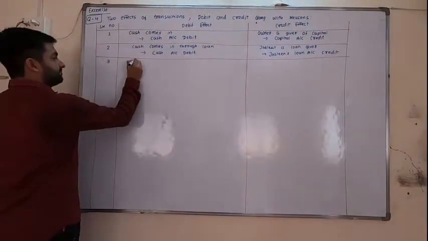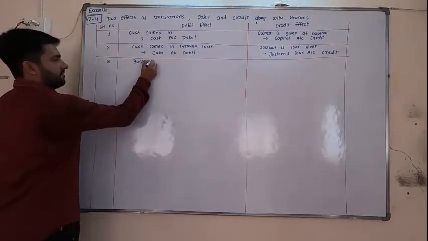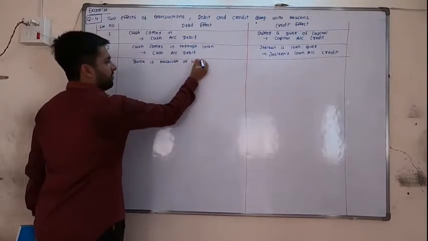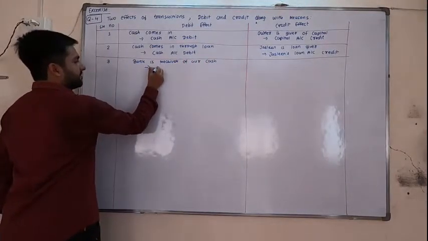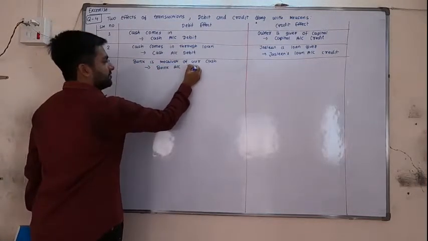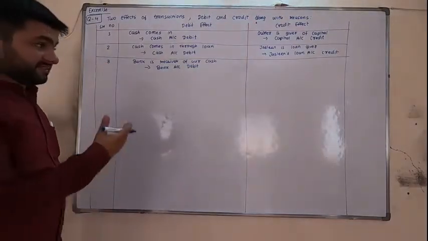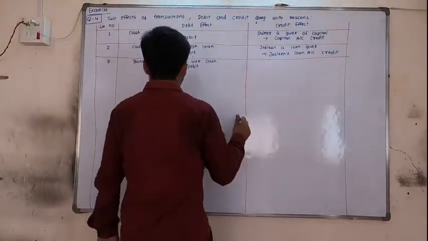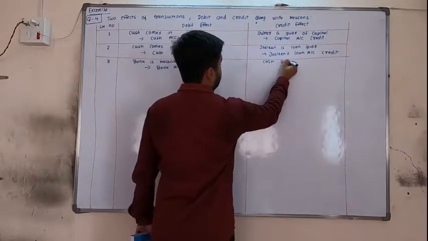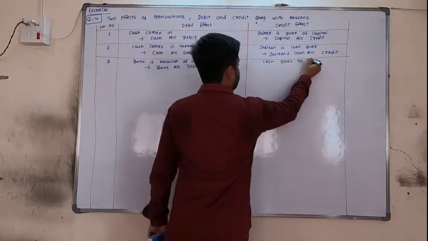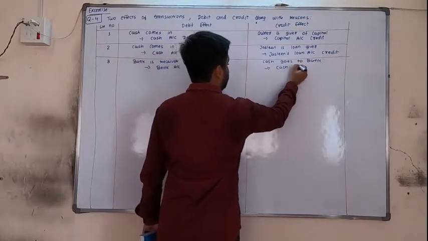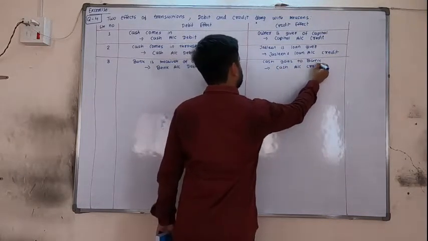Number 3, bank is the receiver of our cash. These reasons you can write in your own words, okay, no problem. Only this should be correct: what is debited, what is credited. This sum will come in the exams. Bank account debit. Cash goes to bank. Cash account credit.